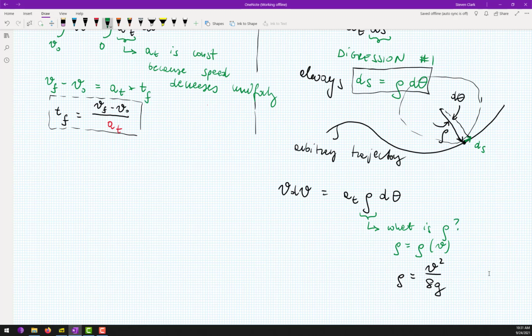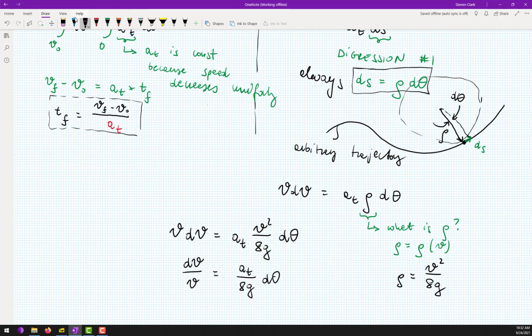Okay, so let's plug this one in and let's see what will happen, okay? So we have v dv equal to at v squared over 8g d theta. Okay, so I must bring the other v squared on the other side, yes? Because everything with v should be on the other side, yep? So I'm just gonna do that. You should remember that from calculus, yeah? I bet you remember, yeah? So it will be dv divided by v, and this is equal to at over 8g d theta. Awesome.